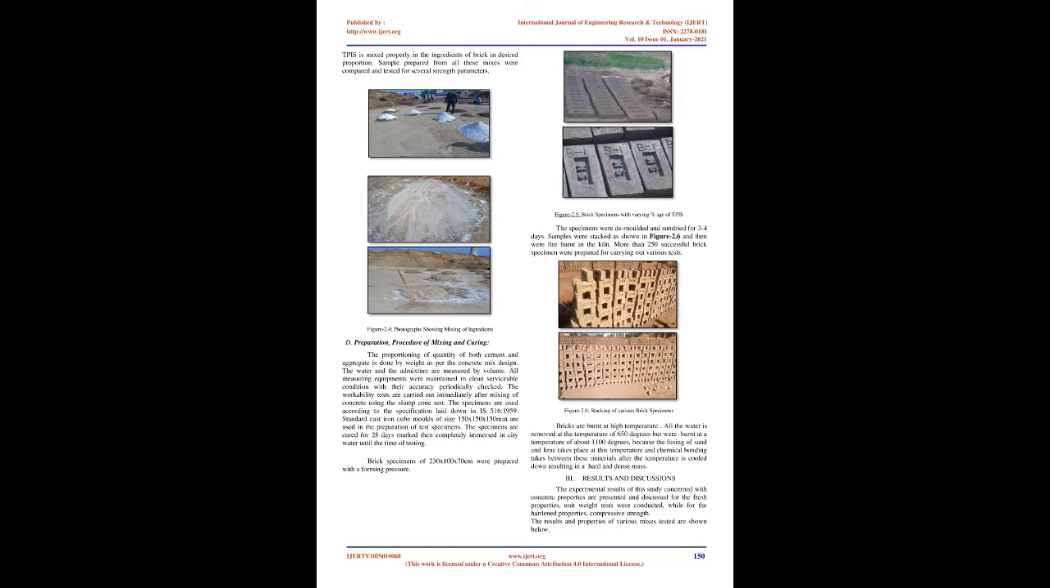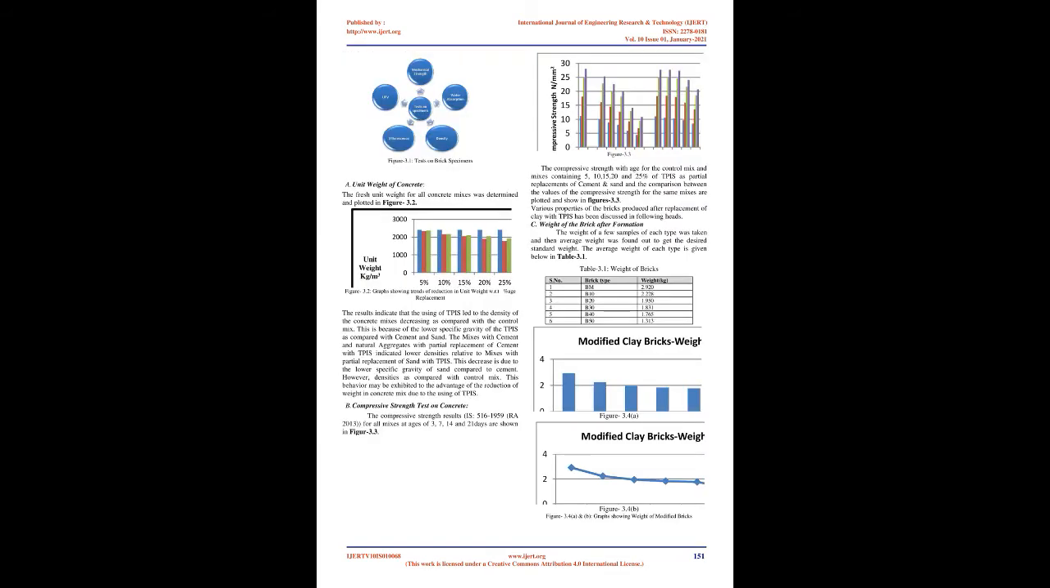The specimens are prepared according to the specification laid down in IS 516:1959. Standard cast iron cube molds of size 150 x 150 x 150 mm are used in the preparation of test specimens. The specimens are marked and then completely immersed in city water for 28 days of curing until the time of testing. Brick specimens of 230 x 100 x 70 mm were prepared with a forming pressure.